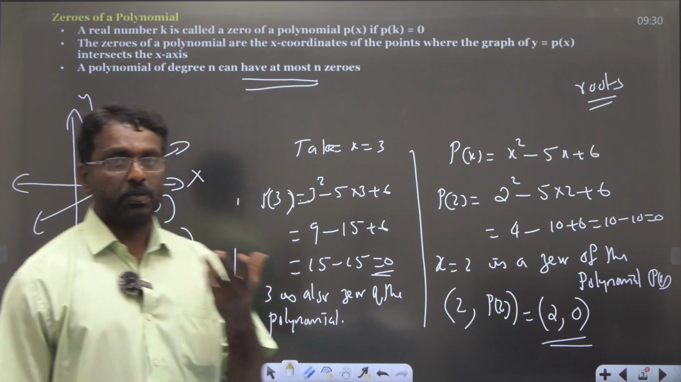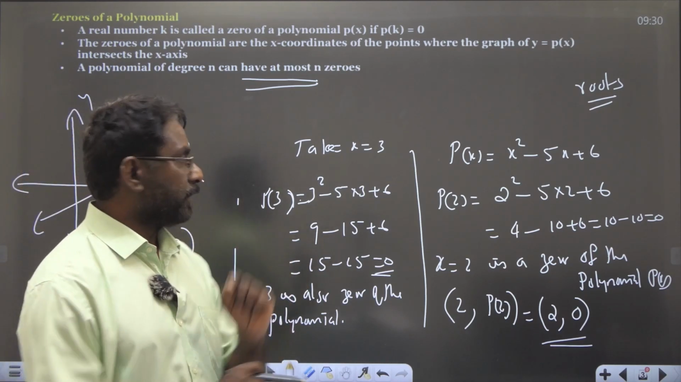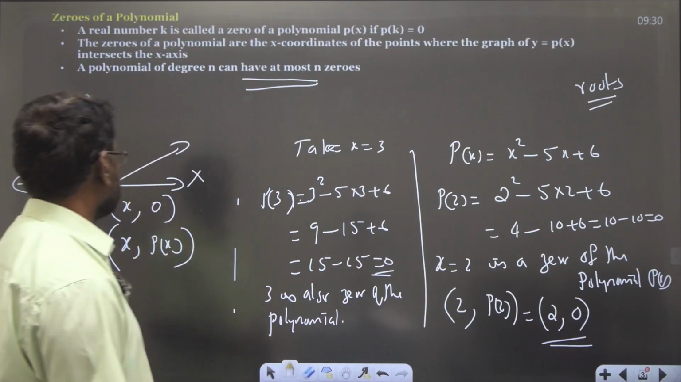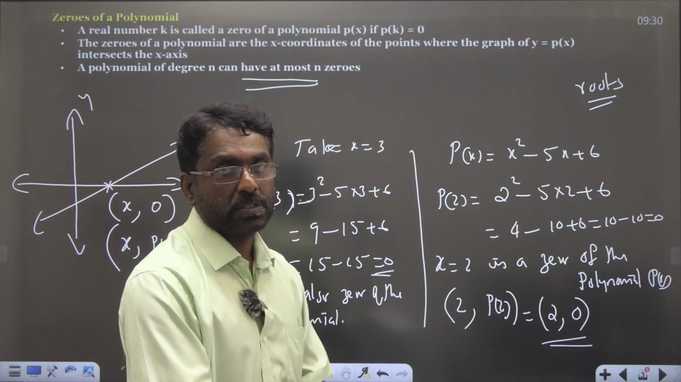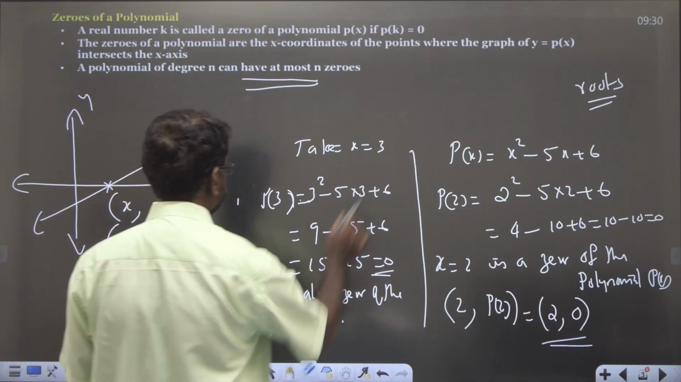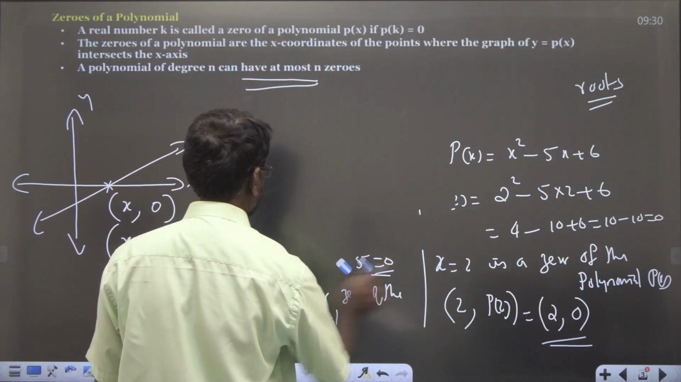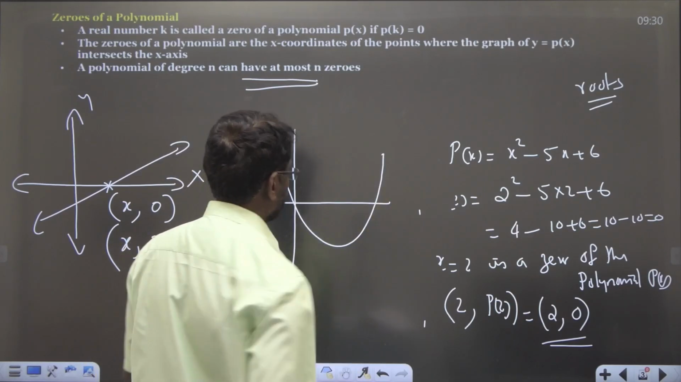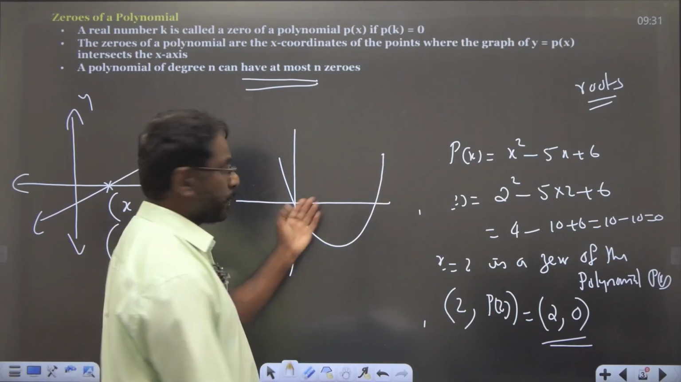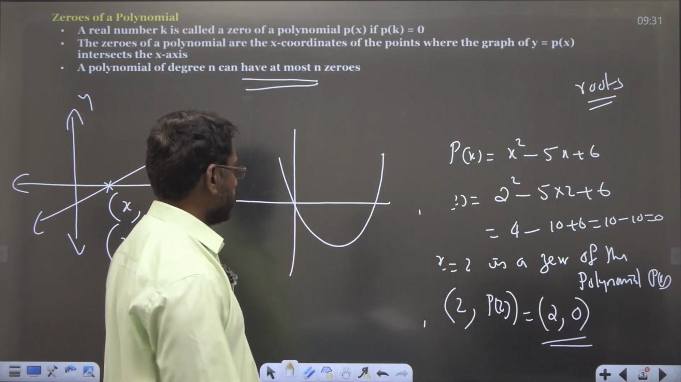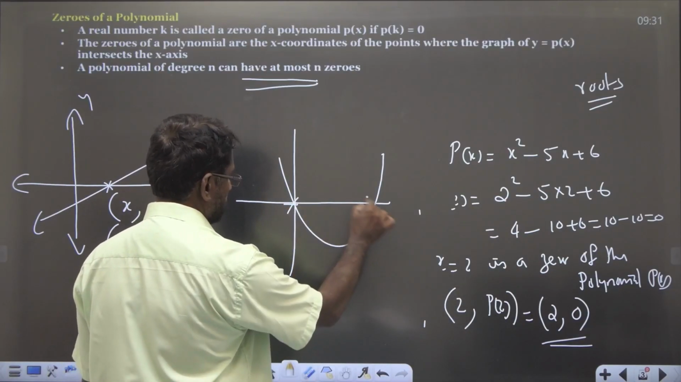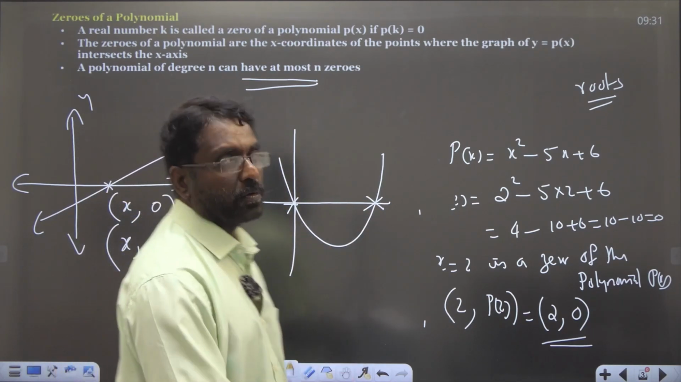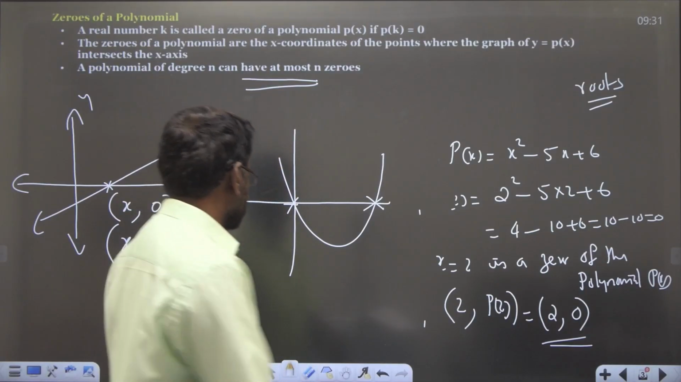How can we find the number of zeros graphically? If the graph of a polynomial crosses the x-axis at only one point, then the number of zeros is 1. I can give another example. This is the graph of a polynomial; actually it is a parabola, the graph of a second degree polynomial. Later we will discuss it. This graph meets the x-axis at 2 points. That means the number of zeros is 2.